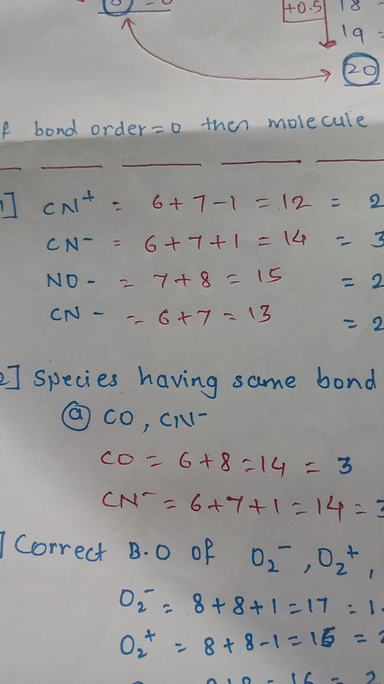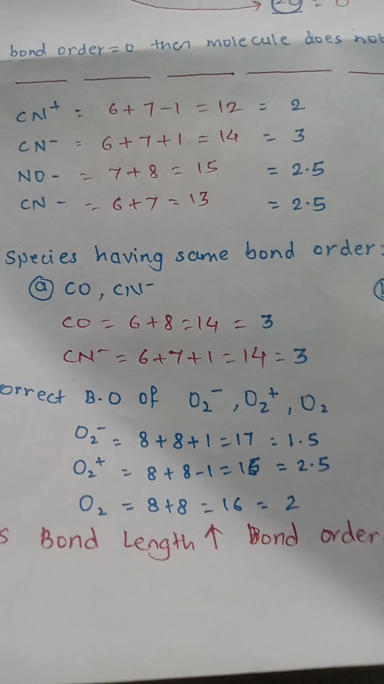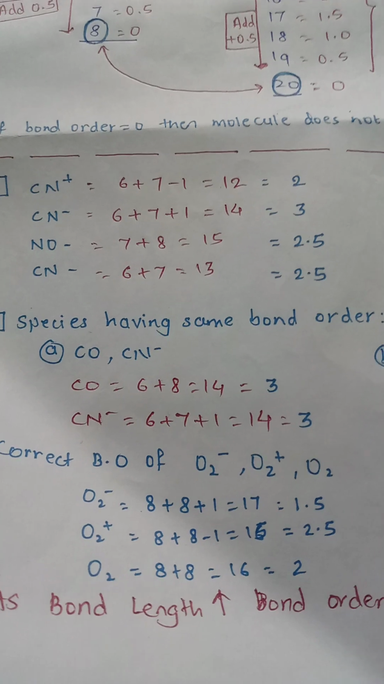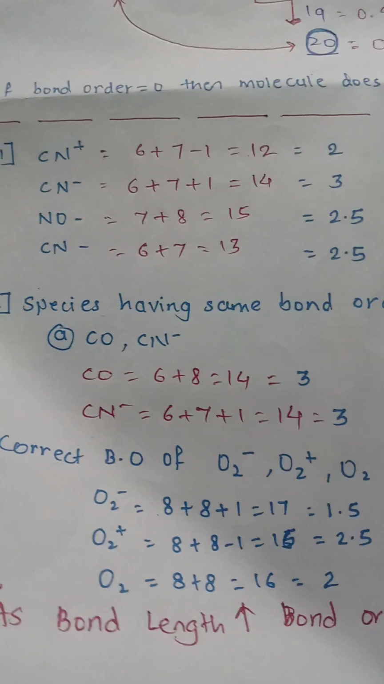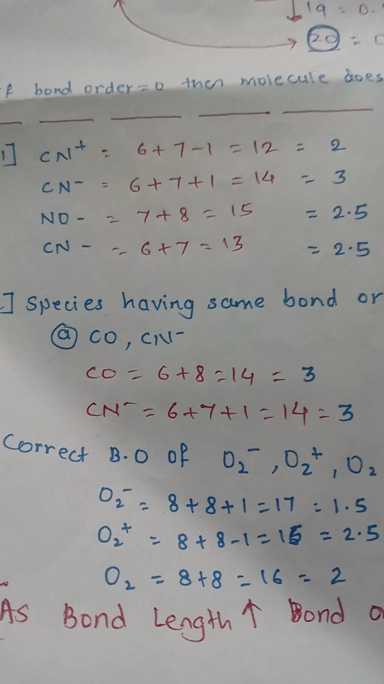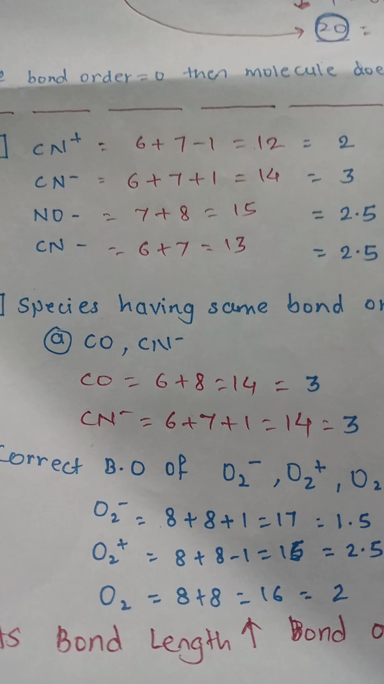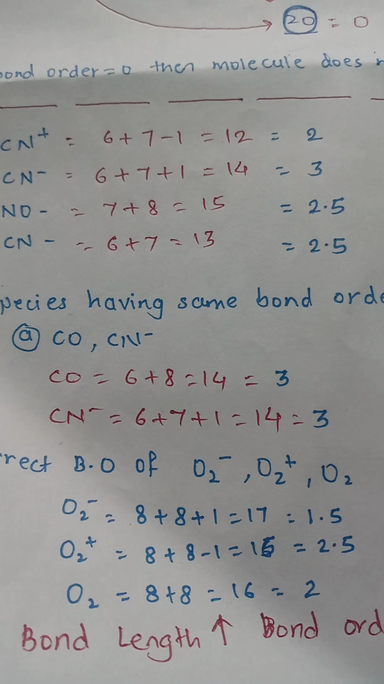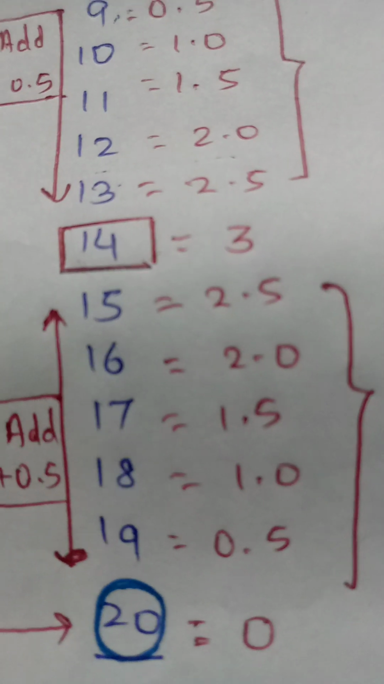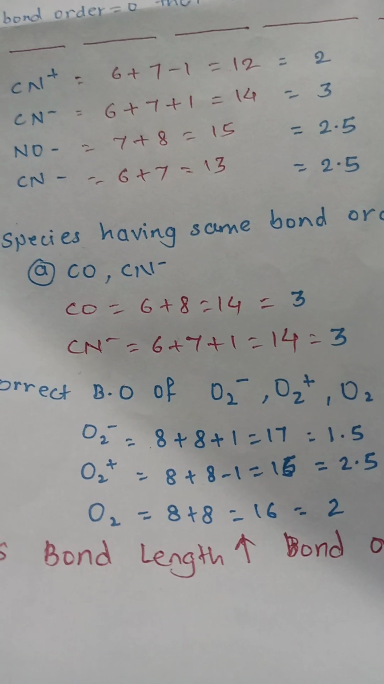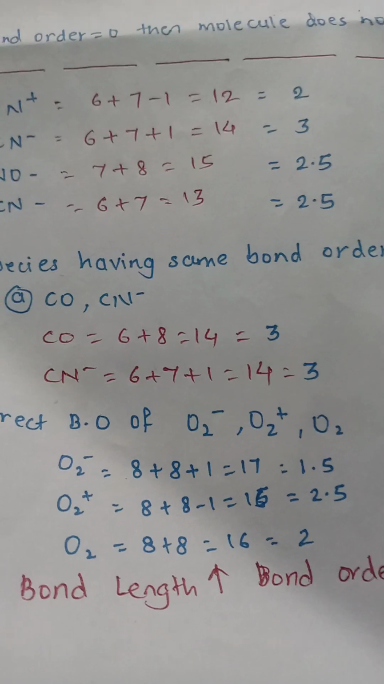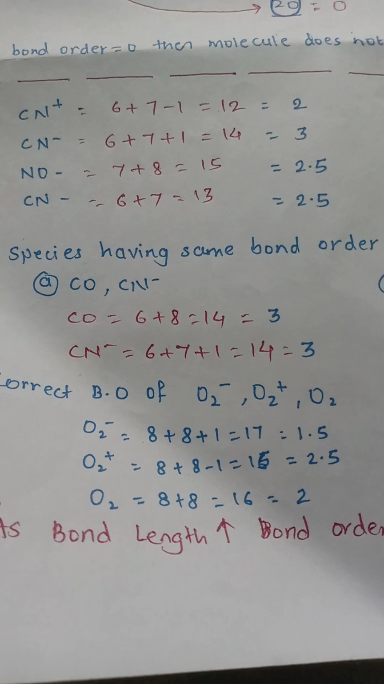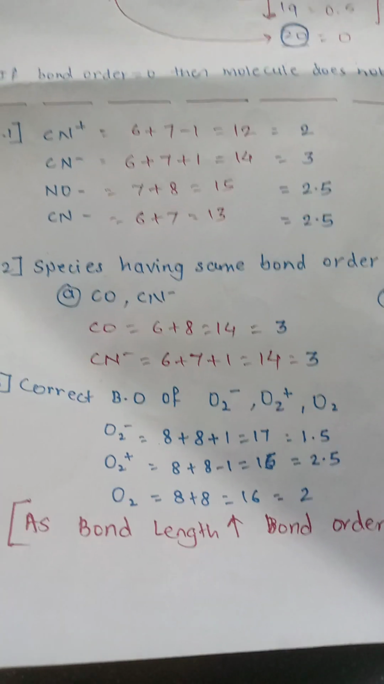Then NO has to be solved like that. Species having same bond order. Okay, so we have to find which species will have same bond order. So it is CO, carbon monoxide, and cyanide minus. So carbon 6, oxygen 8 electrons, so it comes out to be 14, and for 14 we have 3. Again CN minus, it is 6 plus 7 plus 1, 14, which again comes out to be 3. Bond order of O2 minus, O2 plus and O2 you can see and just try on your own.